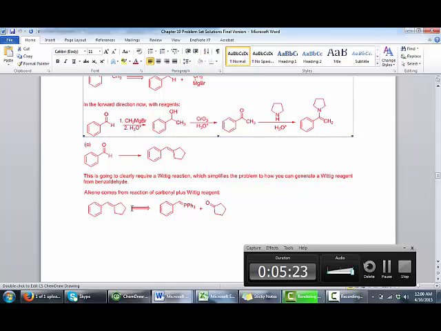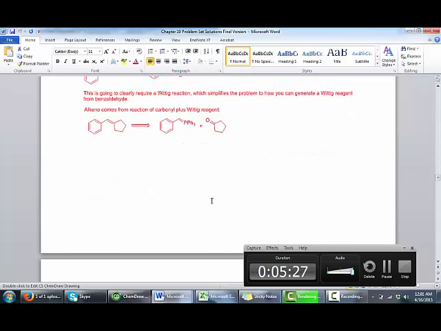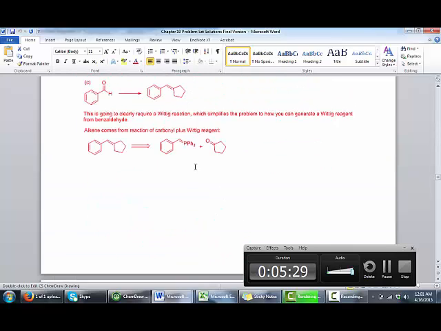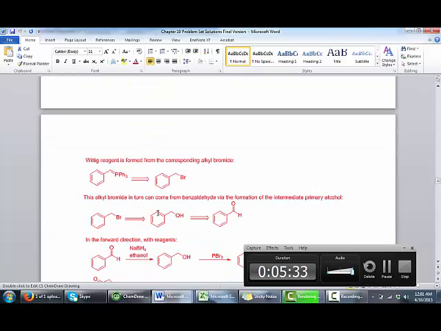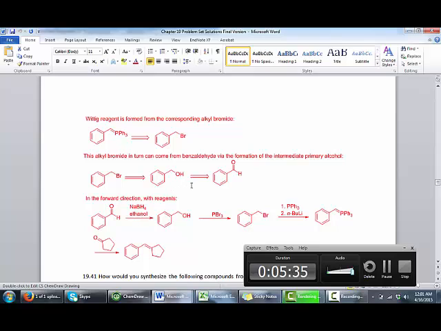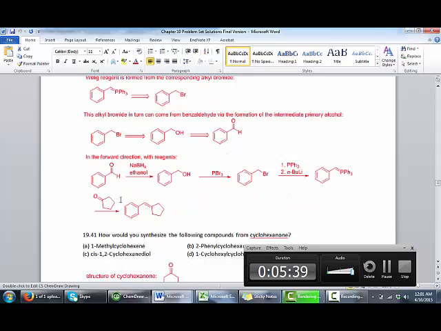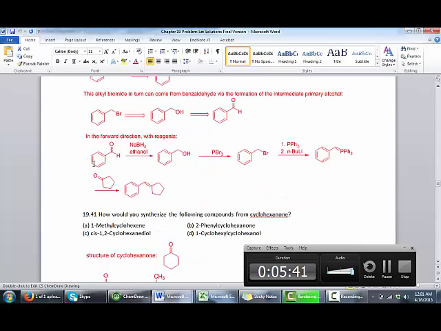When I break them apart this way, I can now say that this ylid, this Wittig reagent, came from an alkyl bromide, okay? And this bromide now could have arisen in turn from the benzaldehyde, okay? In the forward direction, what that means is I take benzaldehyde, reduce it to the alcohol, PBr3 brominate, use this to make the Wittig reagent, and then treat that with cyclopentanone to give me now the desired final product.